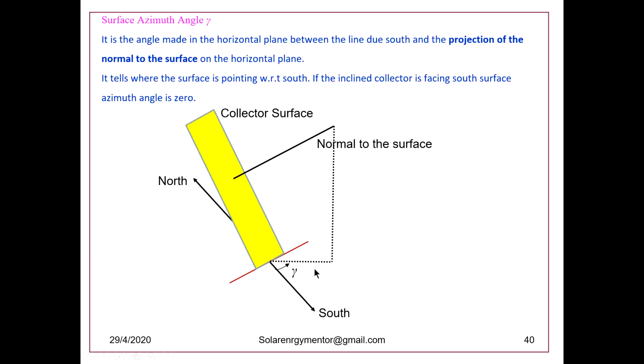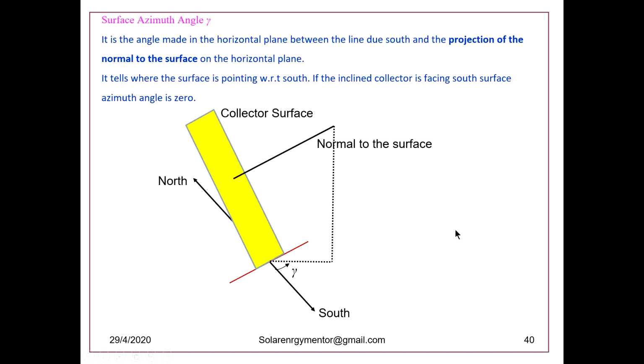So gamma indicates the location of the collector surface. It tells us where the surface is pointing with respect to south. Now if the collector is turned like this and it is made to face the south, if it is south facing, then azimuth angle becomes 0. When it is facing east, then azimuth angle becomes plus 90. If it is facing west, then it becomes minus 90. Similarly, these conventions are followed.